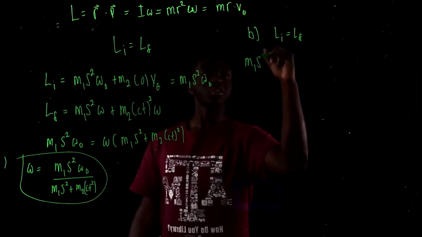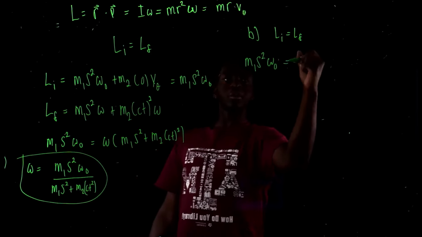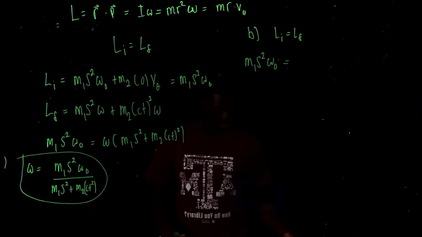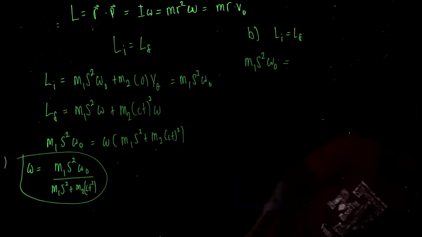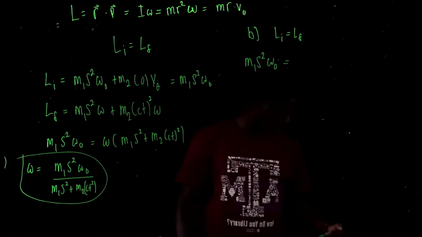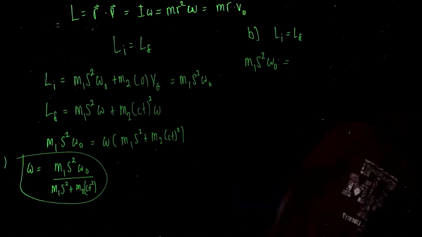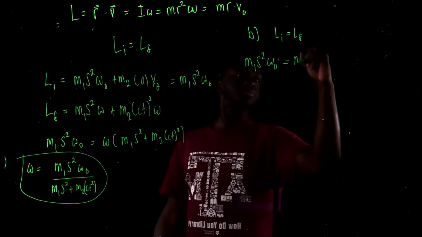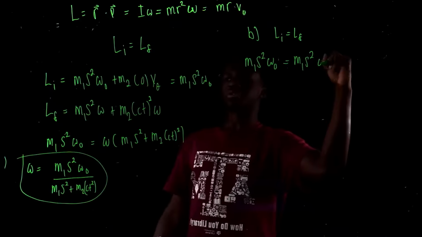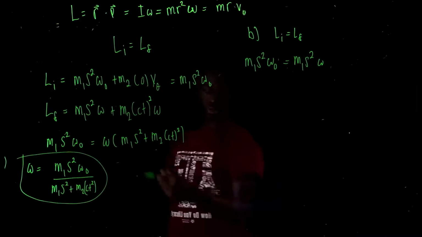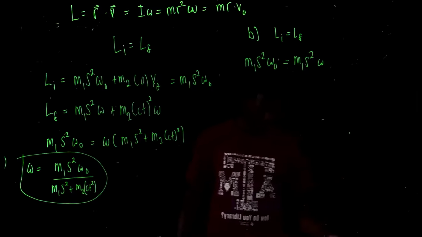So it's going to be M1 S squared omega naught. But this time, the final is going to change. So it's going to be M1 S squared omega, just like that right there. But this time is going to be different.